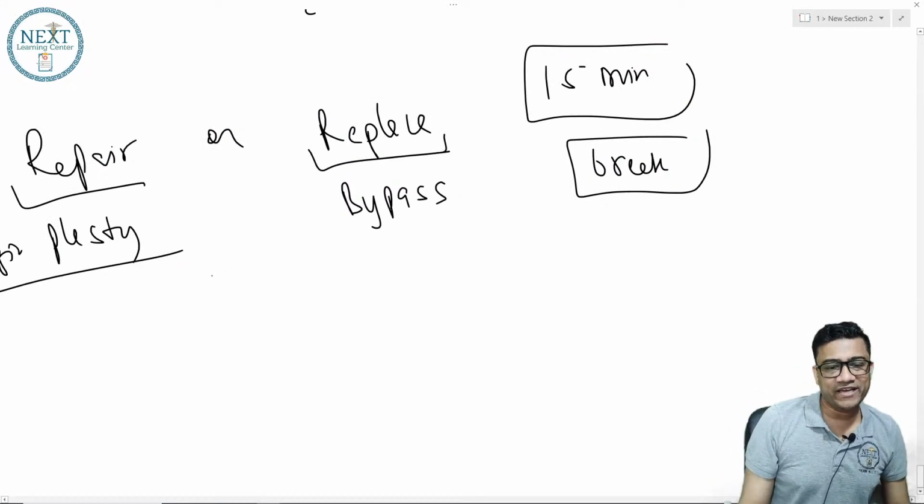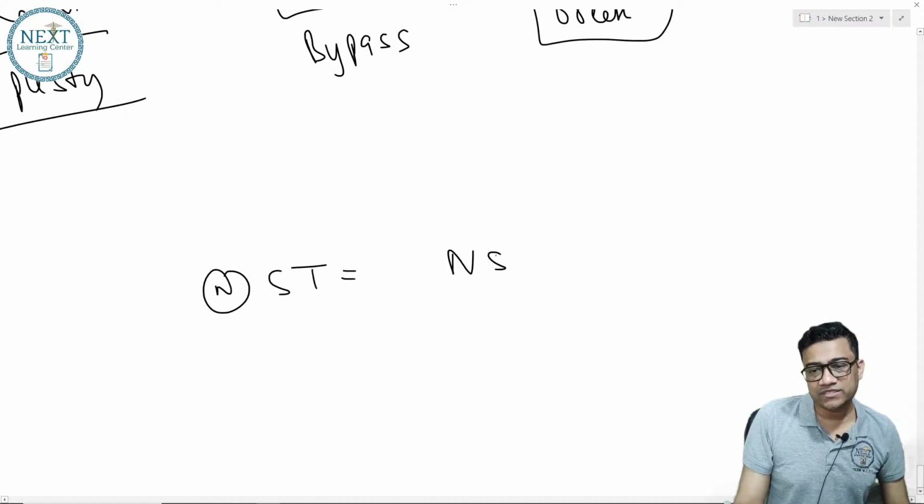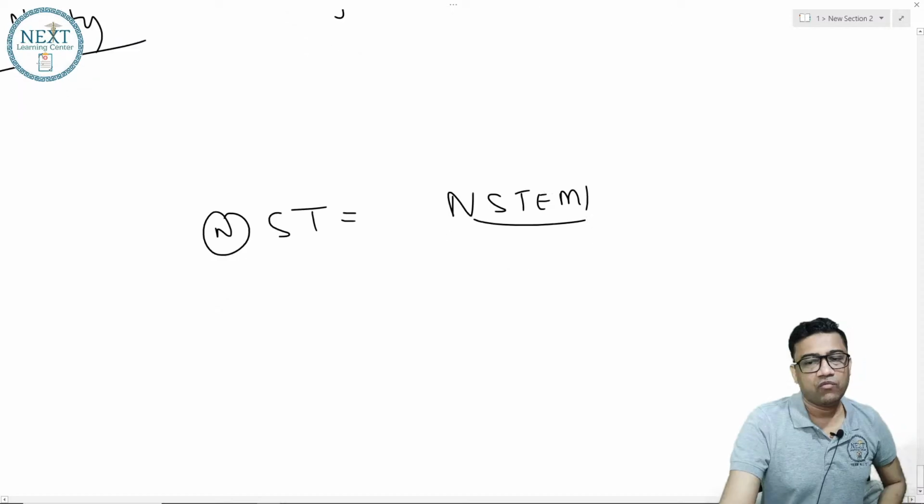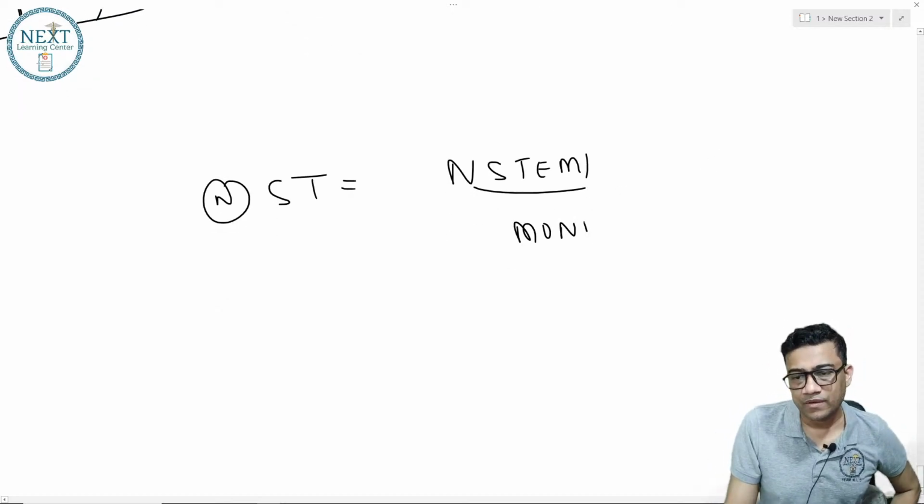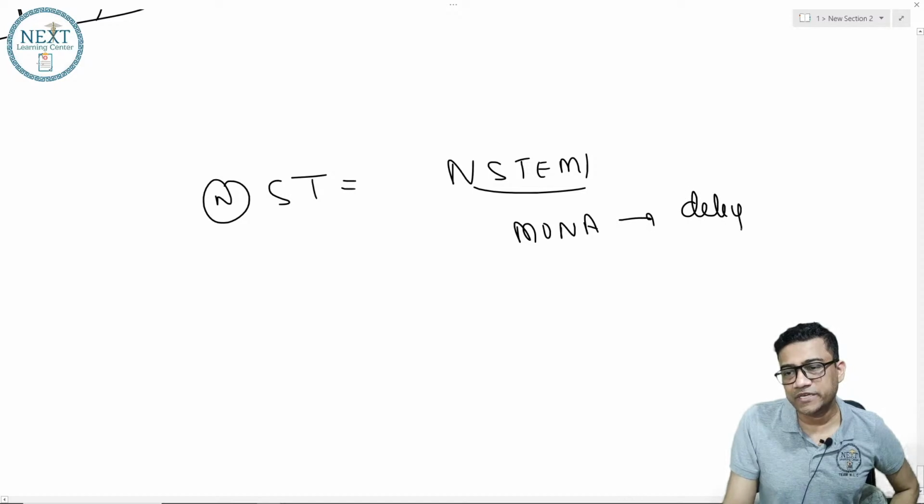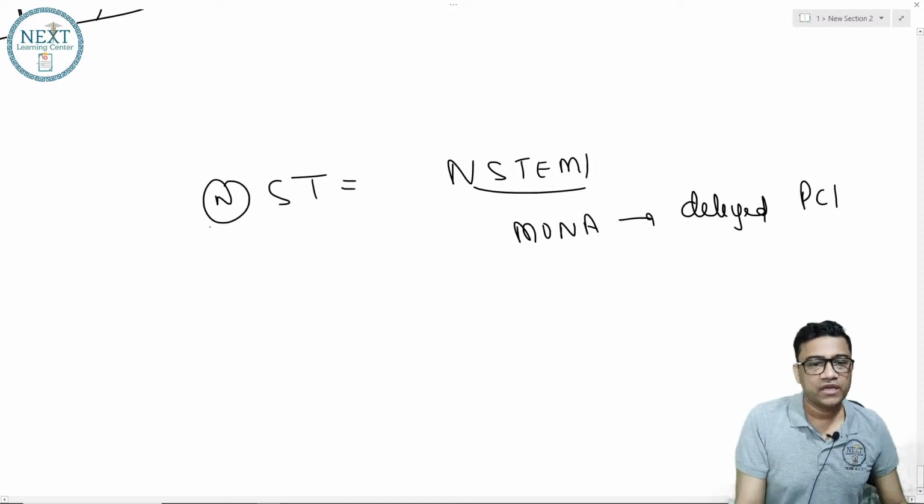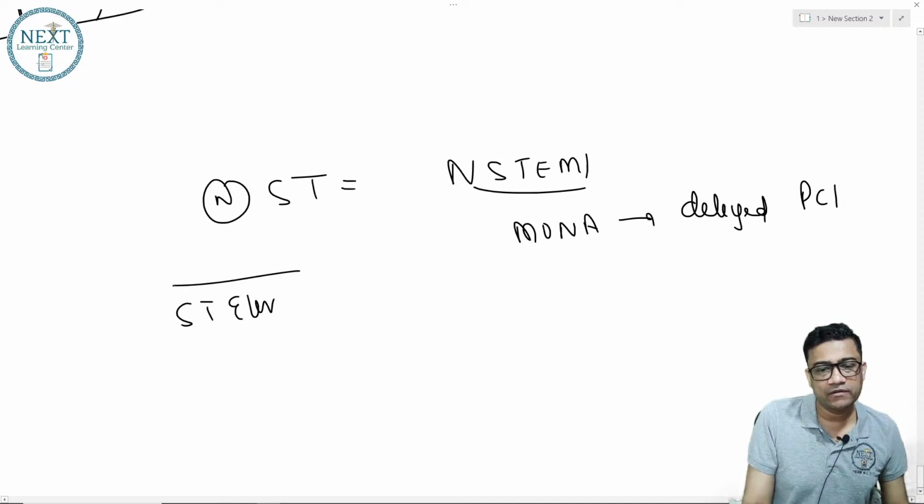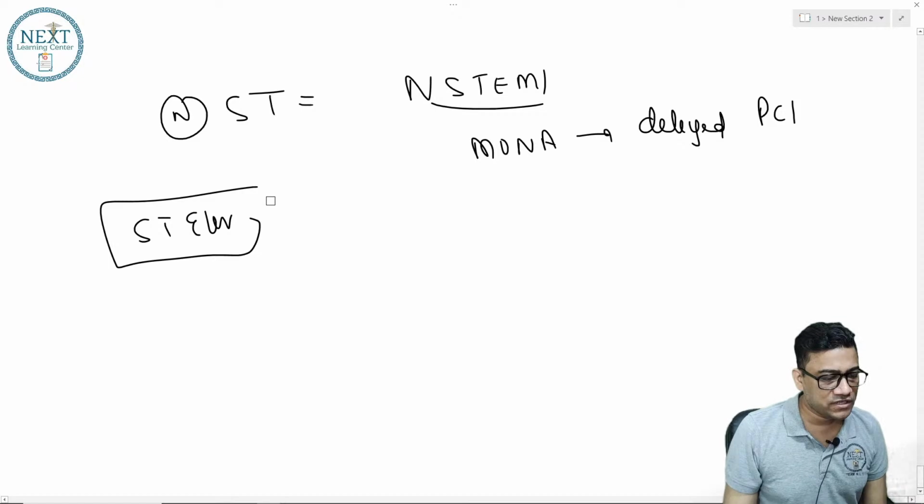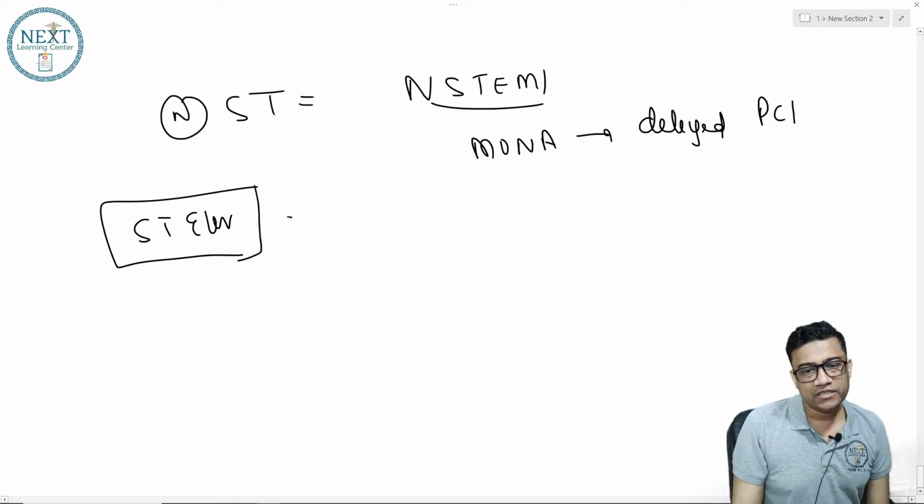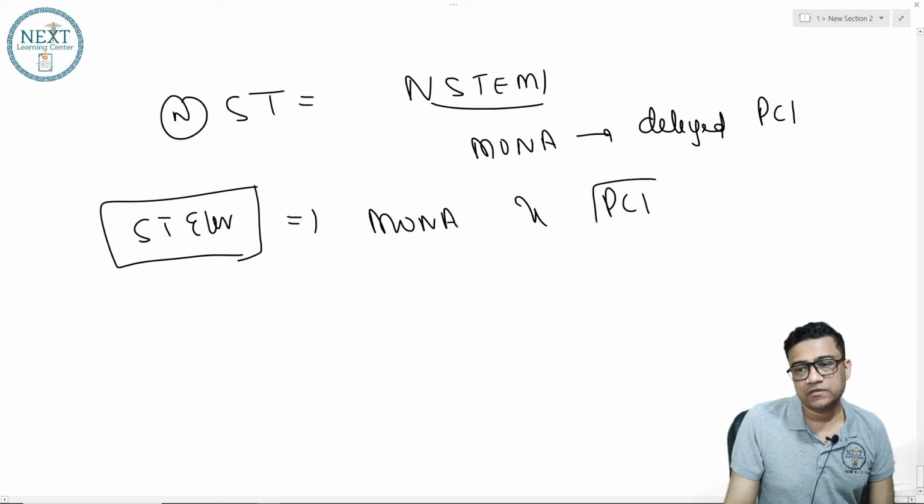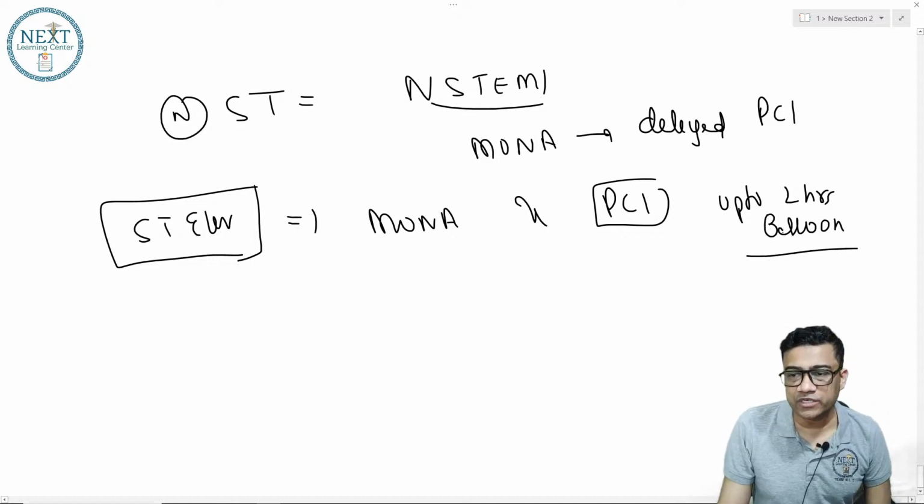So let's revise it. First, if ST changes are not there, if normal ST, what is it called? It is called NSTEMI. We'll give MONA and delayed PCI, that is angioplasty. If it is ST elevated MI, then obviously we'll go for MONA and PCI. For the time? Up to 2 hours, the balloon should be inserted. So balloon within 2 hours.